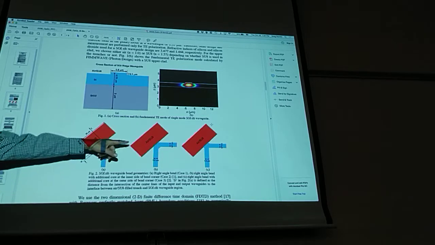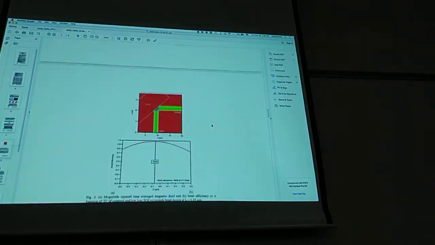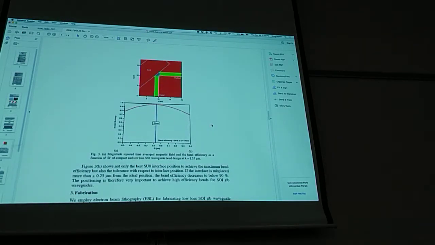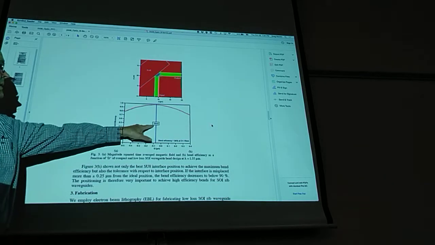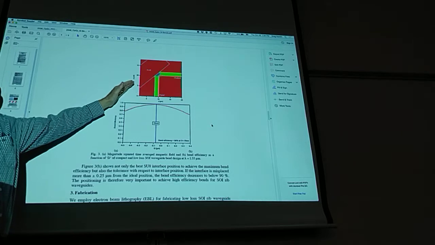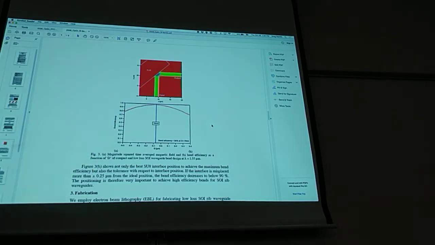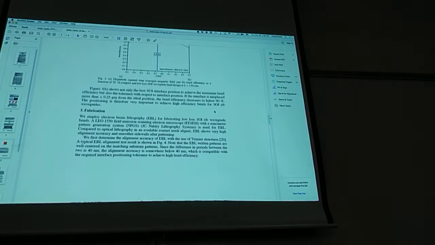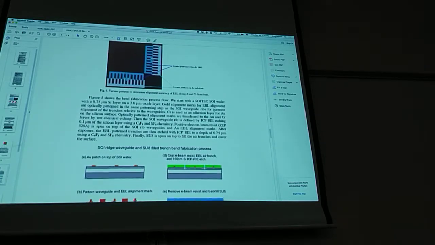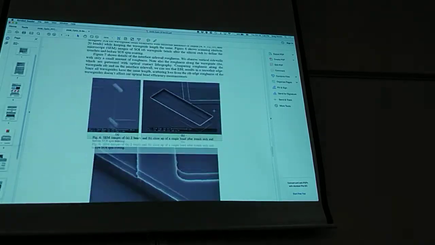And so we looked at some different geometries for how to do the bend. And we did some modeling, some finite difference time domain. We had to account for the Goos-Hänchen shift, so we ended up having a 70 nanometer offset in position to account for that, to maximize our reflected power. So we did, again, E-beam lithography, a bunch of steps.